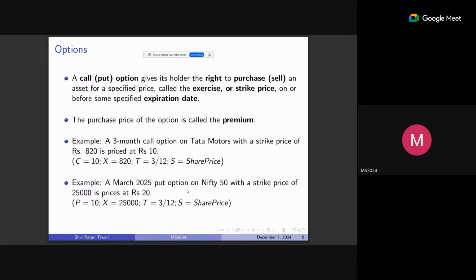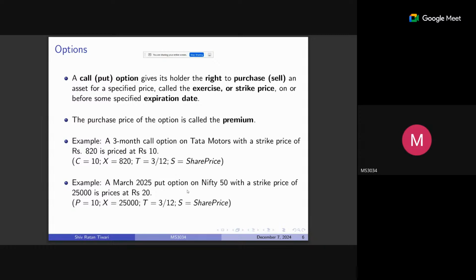So a call option gives its holder the right to purchase an asset for a specified price, which we call the strike price or exercise price, on or before some pre-specified date, which we call the expiration date. The purchase price of this option is called the premium. So we will say call premium or put premium in our discussions. Similarly, a put option gives the right to sell the particular asset at a pre-specified price on or before the expiration date.